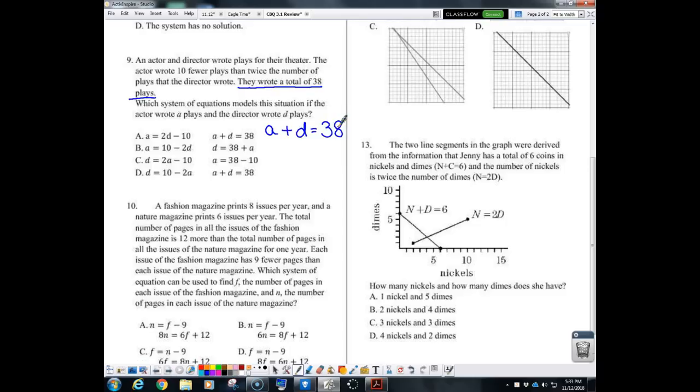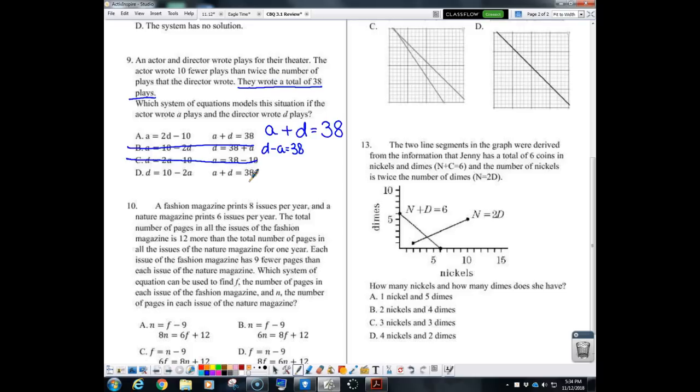So that means you can already start eliminating some answer choices. So A is good. D is not so good, right? Because if I subtract A, I'm going to end up with D minus A equals 38, and that's not what we have. So B is wrong. 38 minus 10 is 28, and A equals 28 is not a good answer. And A plus D equals 38, that is good right there. So we're looking at A and D.